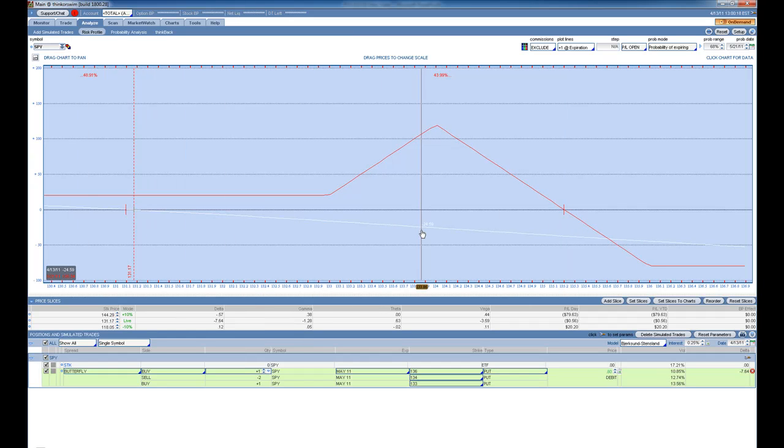So that's the basics of the broken wing butterfly. There are lots of fancy things you can do with it, but we're not going to cover that in this particular explanation.